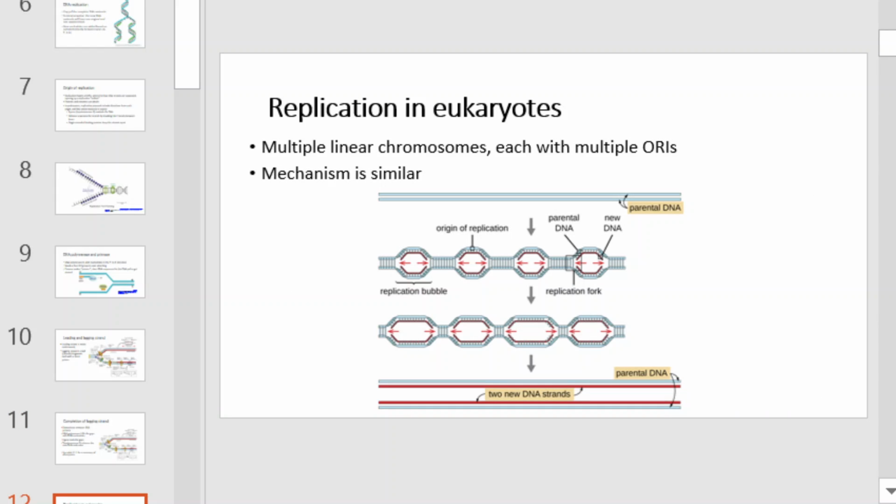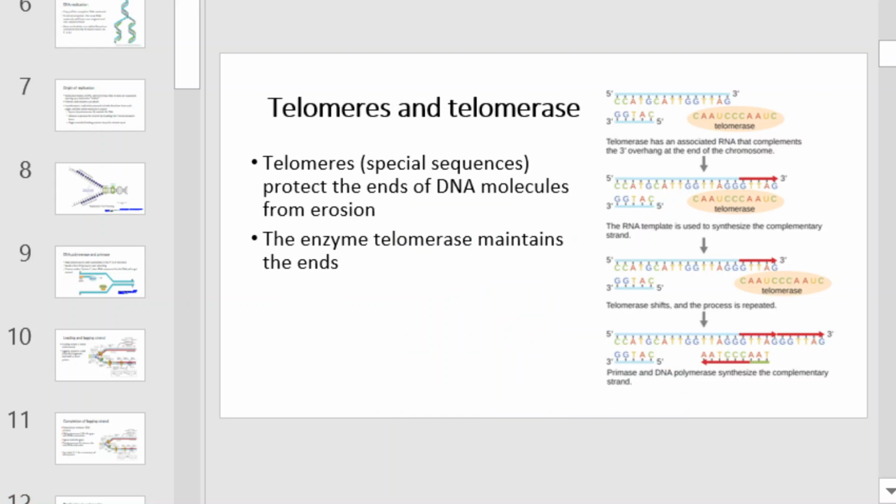Replication in eukaryotes. Eukaryotes contain multiple linear chromosomes, each with multiple replication origins. The mechanism of replication seen in a eukaryotic chromosome is similar to what you've witnessed in the prokaryote. Telomeres and telomerase. Telomeres are special sequences that protect the ends of DNA molecules from erosion. The enzyme telomerase maintains these ends.